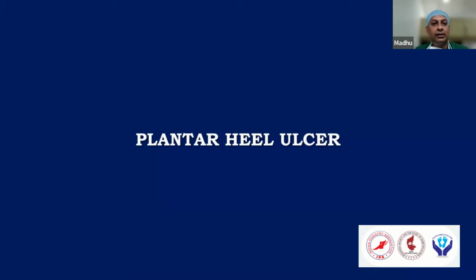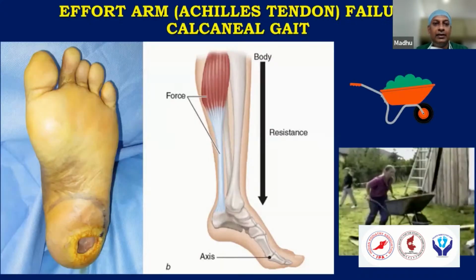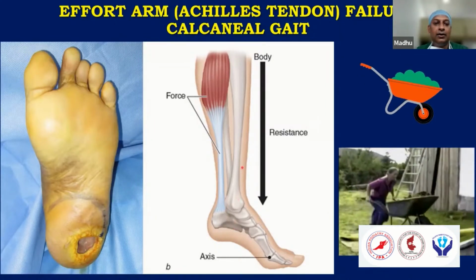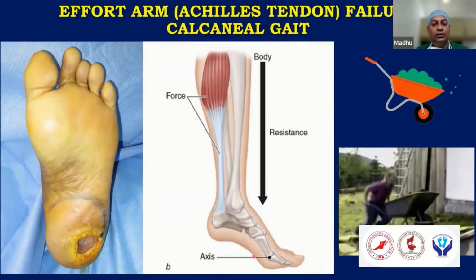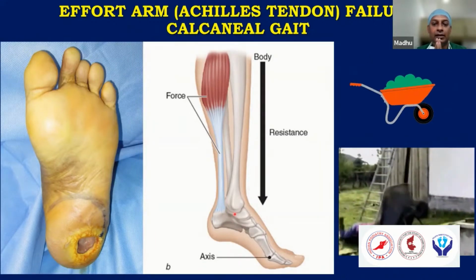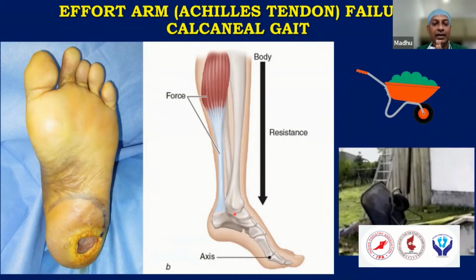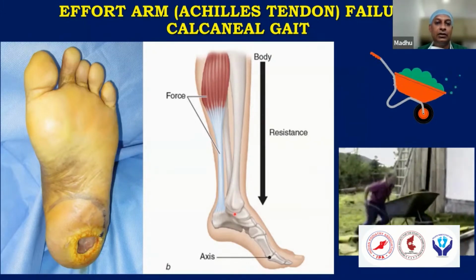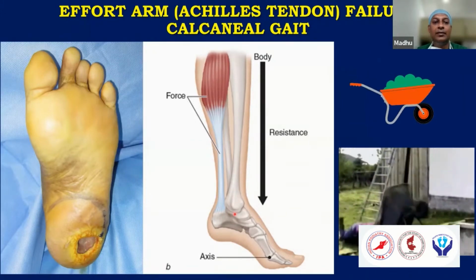And another difficult ulcer is the plantar heel ulcer. The mechanics are mainly because of the loss of the effort required to lift the tibia or do a heel off. So plantar heel ulcers, in other words, non-infected trophic ulcers of the heel, are mainly because of a loss of the effort side. So the effort, in other words, the Achilles tendon mechanism.